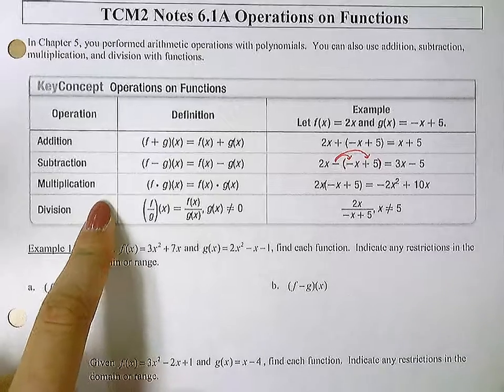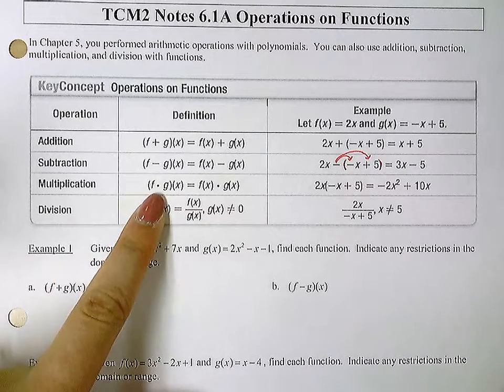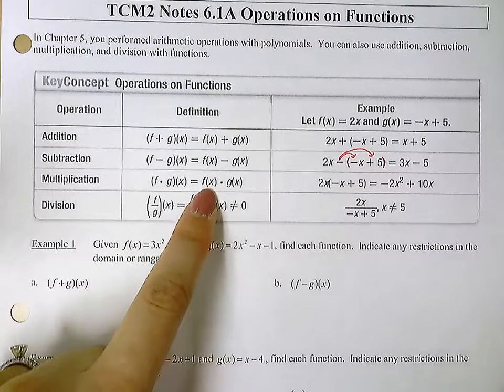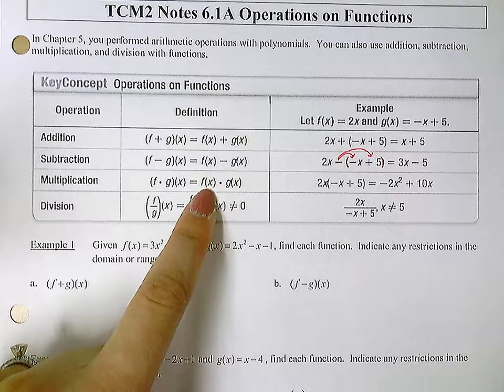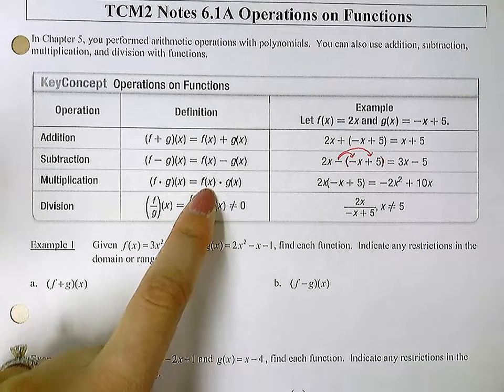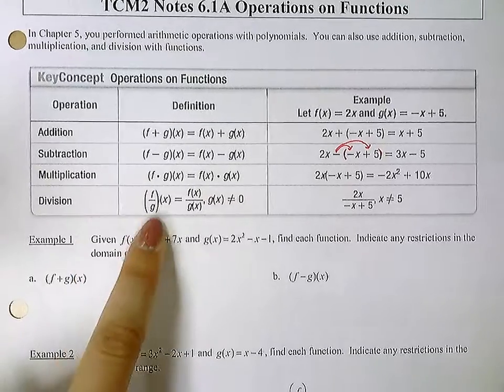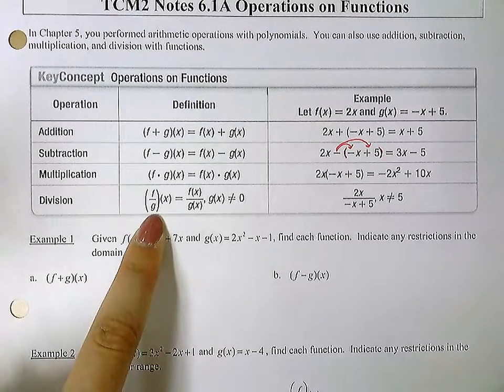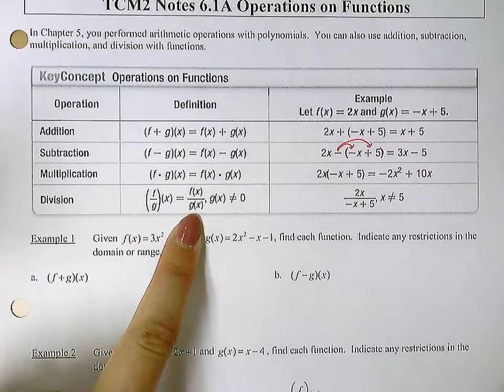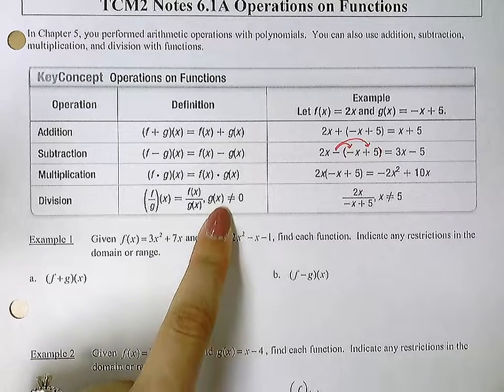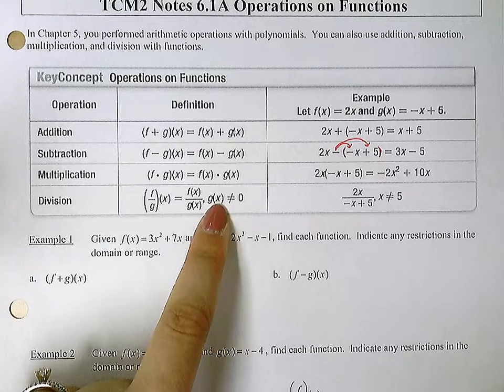Then we have multiplication, so we have f times g of x. That's the same as just multiplying and then FOILing out your answer. Then division, f over g of x. So we have f of x over g of x. You do have a domain restriction here. So g of x cannot equal 0.